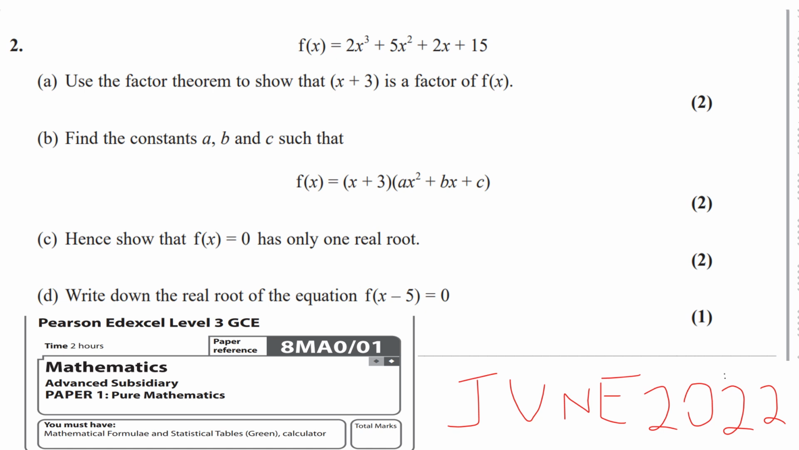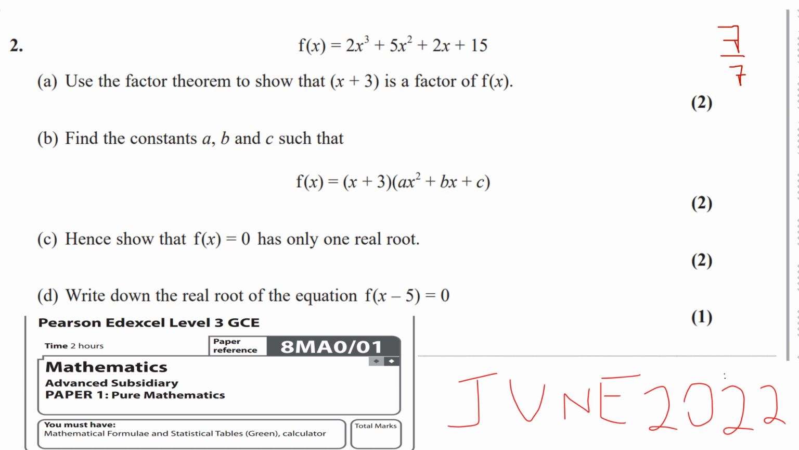Pause the video now, guys, and try question number 2 from the Edexcel Pearson Pure Mathematics Paper 1 full A-Level, looking at the factor theorem. Can you get 7 out of 7 on question 2? So this is question number 2, guys.